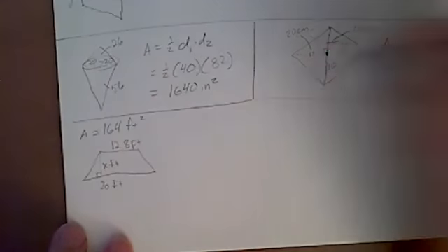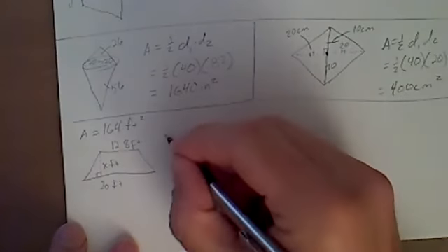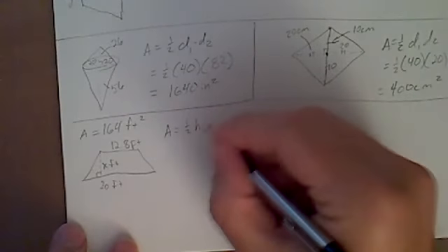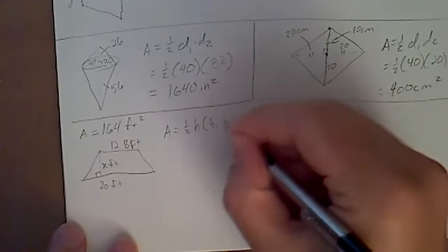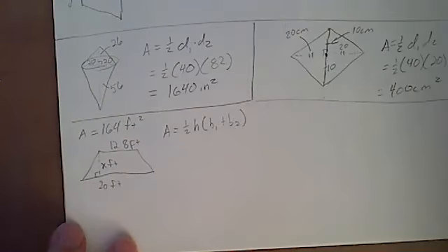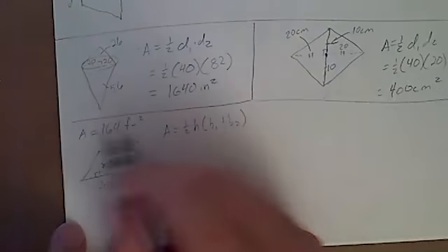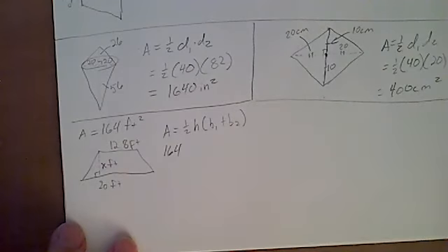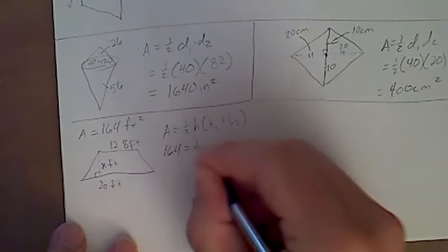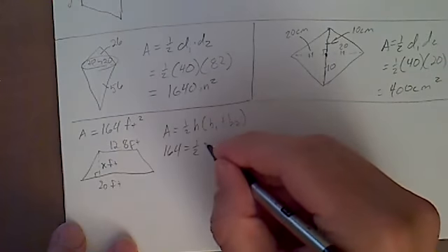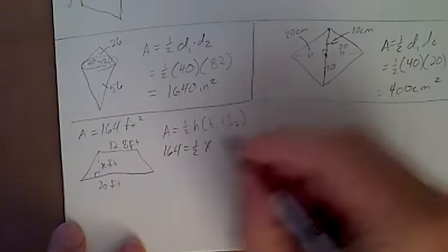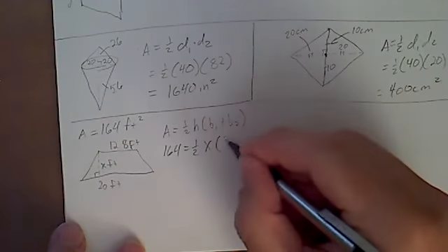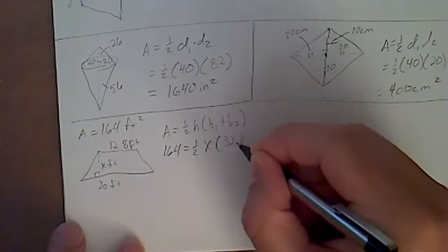So we do everything the same. This is a trapezoid, so we have the area equals 1/2 the height times base 1 plus base 2. The area is 164, so we put that in for the area. It's 1/2 the height. The height is x, we don't know what it is, times base 1 plus base 2, which is 32.8.